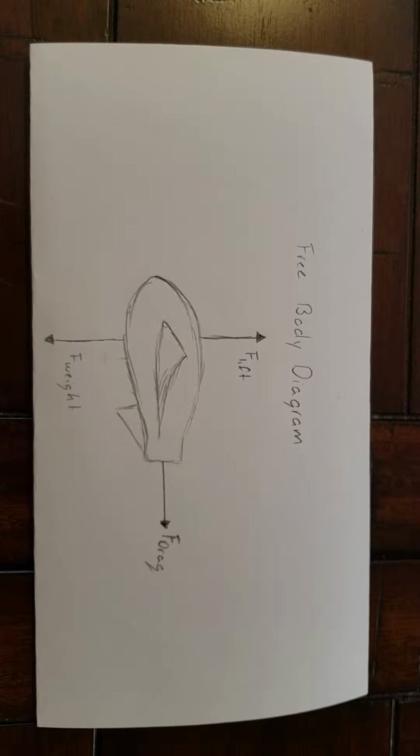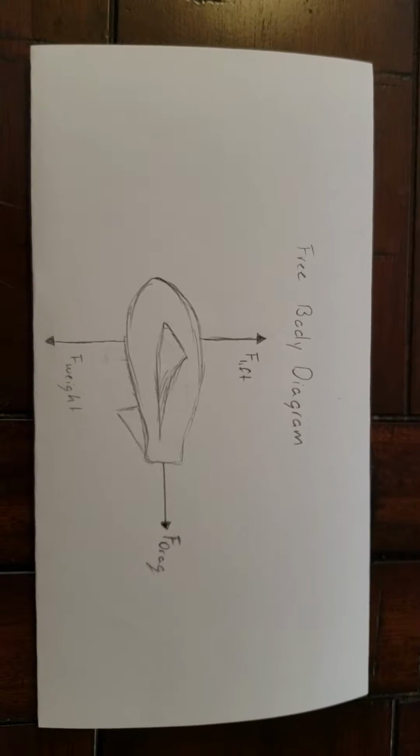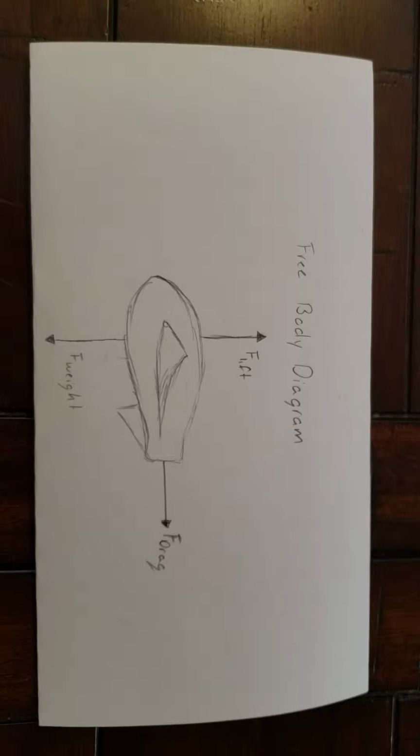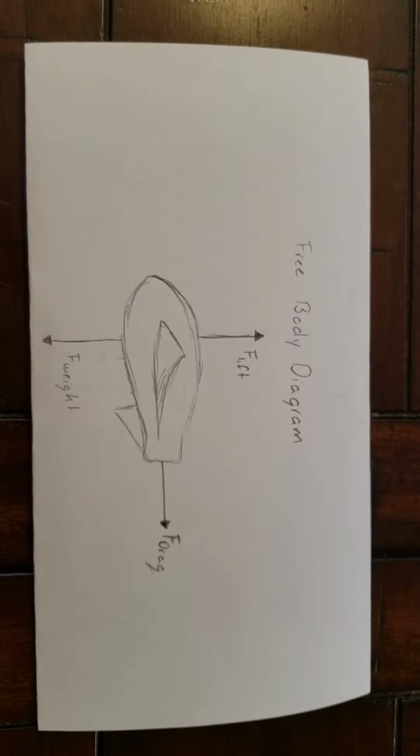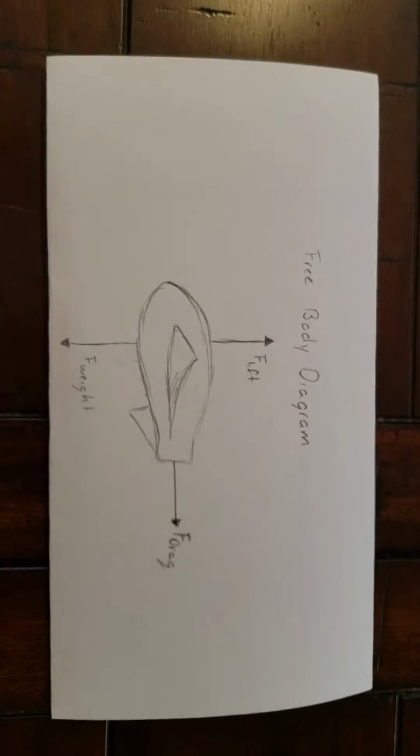The force of the lift is what causes the object to stay in the air, the force of the weight is what causes the object to come back toward the earth, and the force of the drag is the force that opposes the forward motion in the y direction, at least in this free body diagram.